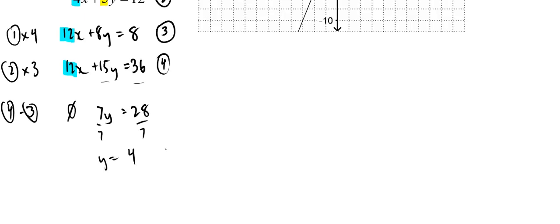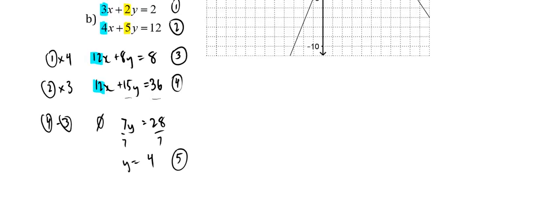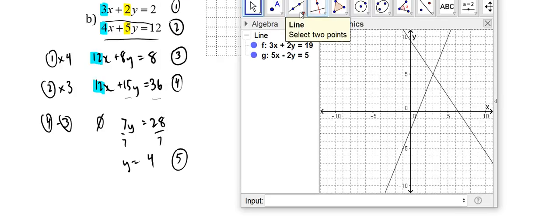Okay, call that equation 5. I do the same thing. I'll let you finish this part. I take equation 5 and I sub it into either equation 1 or equation 2. I found the value of y where these two graphs meet. Now I'm going to find the value of x where they meet.